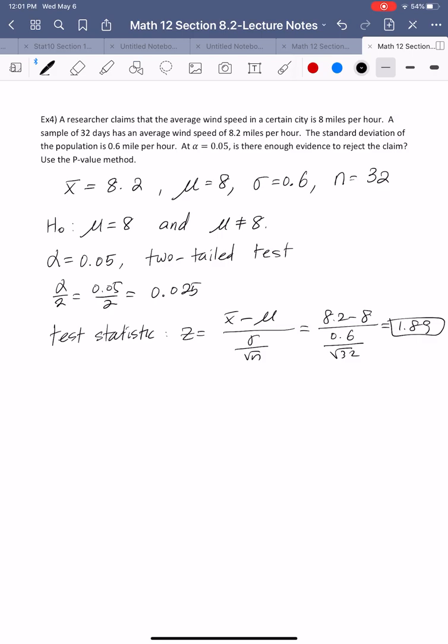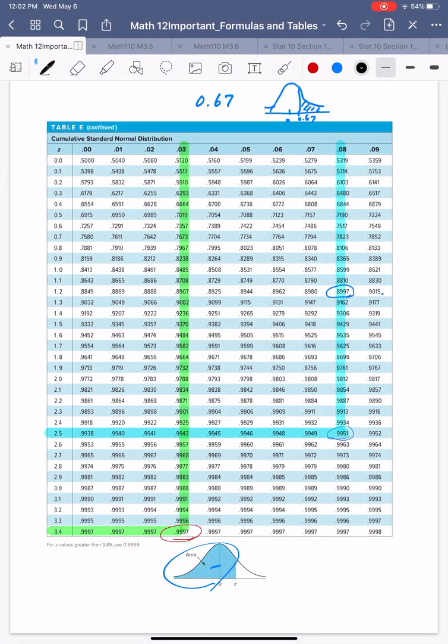Now in order to find the 1.89, for the two-tail test with 0.05, it's about here to here, right? So this is 0.025, and this is another 0.025 because it's two-tail. And then we have to find what the area is for 1.89. So let's look at the table. So 1.89, 1.8 all the way up to here. So it's about 0.9706.